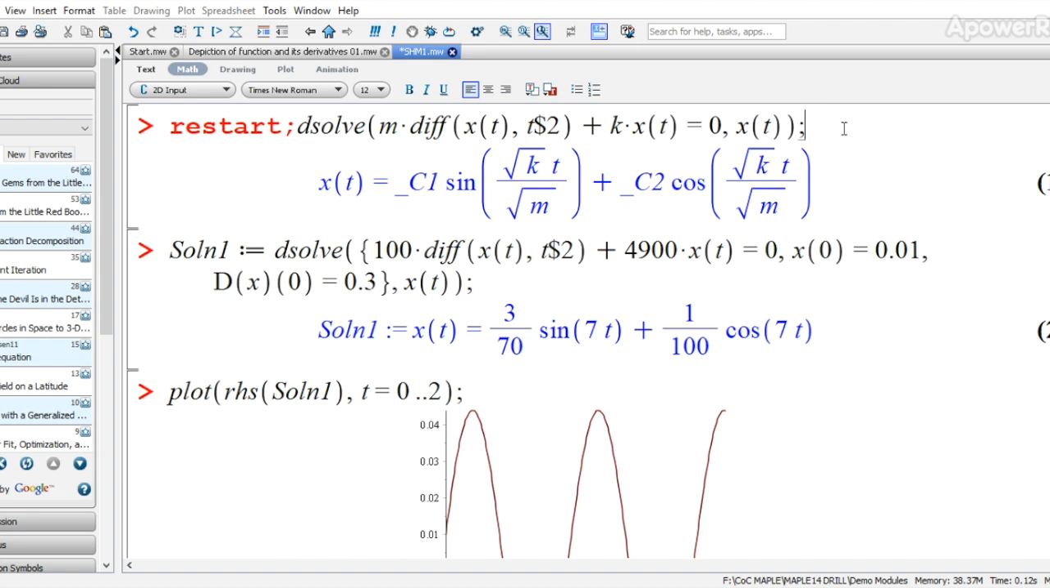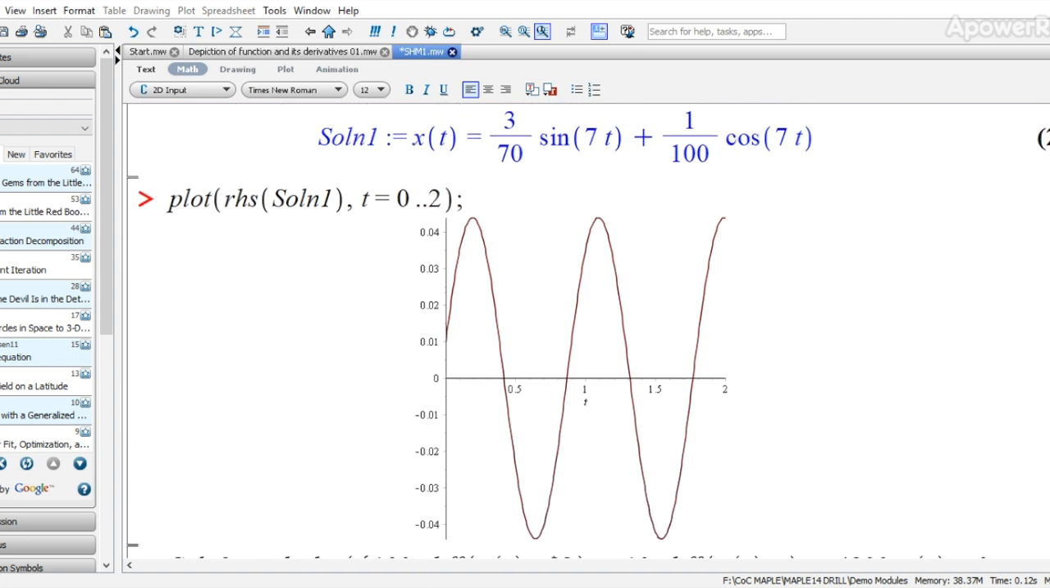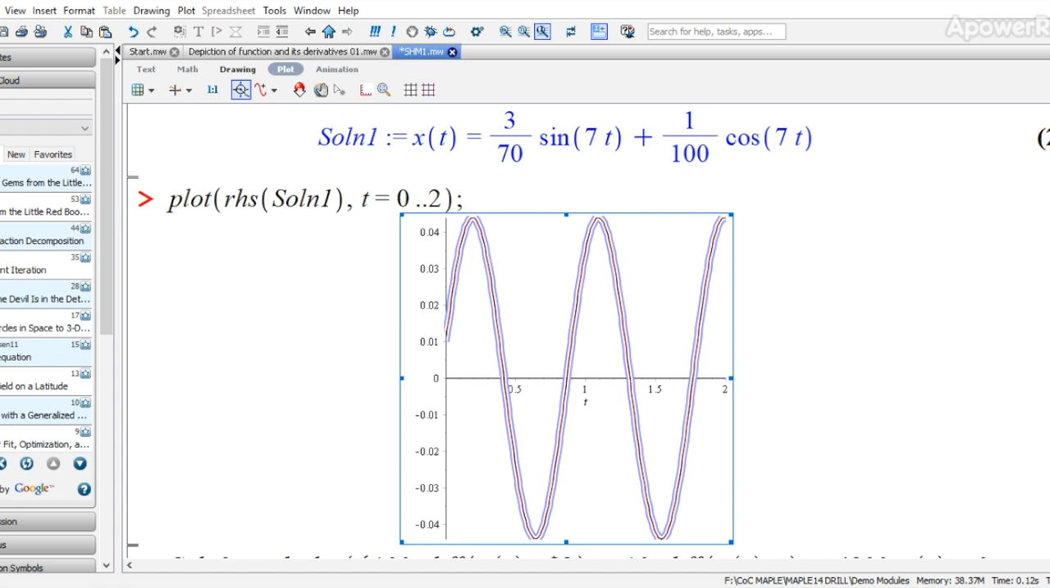Now we can solve the same differential equation for boundary conditions, and now along with dsolve we are using x of 0, that is when t is equal to 0. So x of 0 is 0.01 and first order derivative of the same is 0.3. So these are the boundary conditions, and the moment you press enter key you get a solution like this, and it can be plotted. So this is the plot.